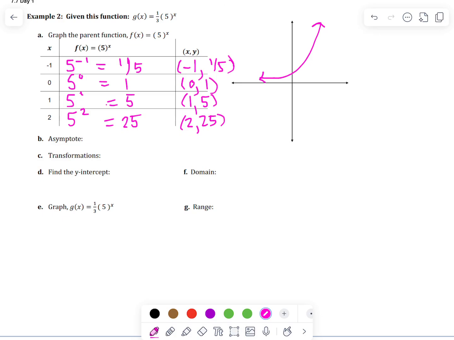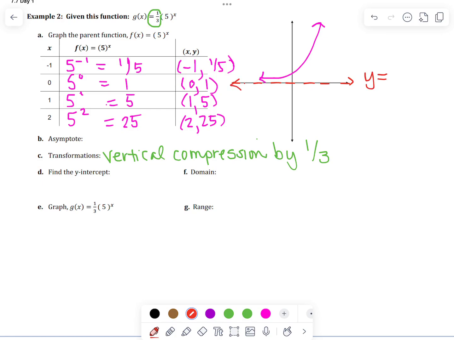What happens with the 1/3 right there is a transformation, which we call a vertical compression, because it's a fraction, it's a multiplier, it's a scalar multiplier, by 1/3. So we don't have to move this function up or down. So the asymptote is the same as its parent function at y equals 0.